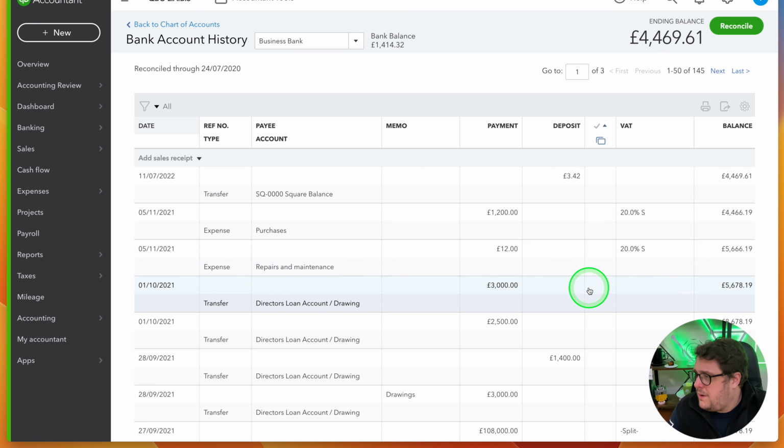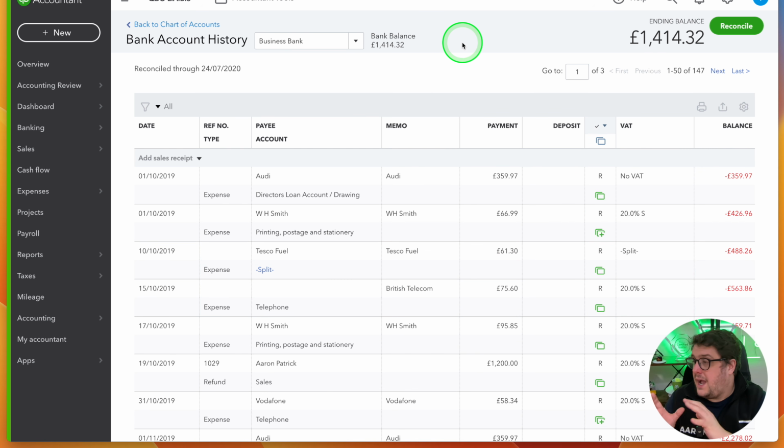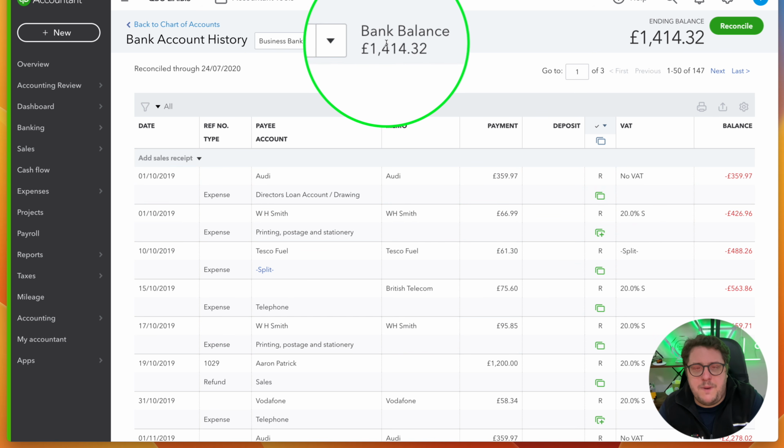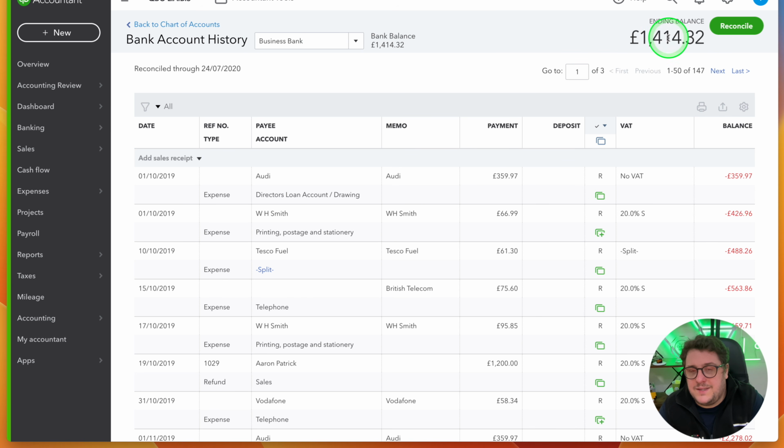Ultimately, I need to go through and get rid of them, like this. Now, notice what's happened. I've gone through and I've removed all of those transactions. Either I've deleted them or I've moved them to where they should have gone, where they shouldn't have gone through my bank account. I'm just left with green blobs. Green blobs means that my bank balance and my ending balance now agree.